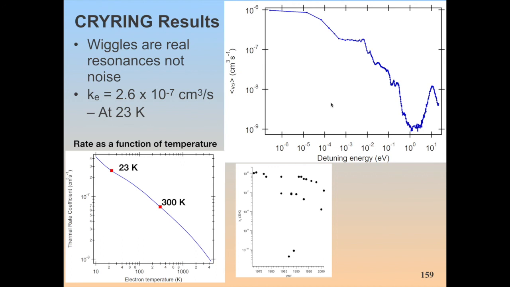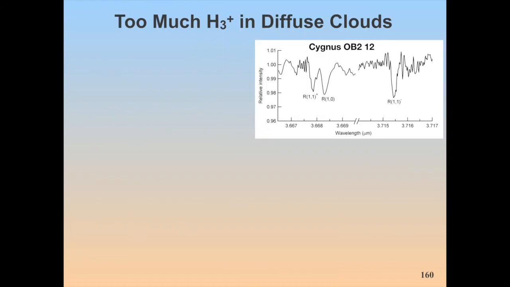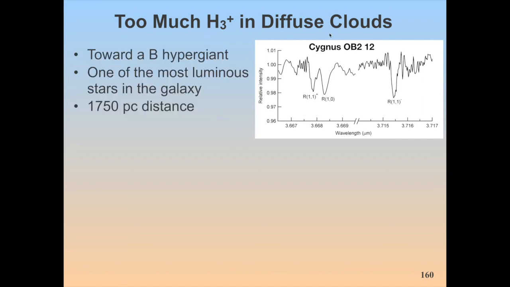Okay. So why do we go through this entire thing here? Well, first of all, when they were actually doing their telescope time, what they realized was they found H3 plus, but there was way, way, way too much in diffuse clouds. So right here we have a spectra of some H3 plus, and this is towards Cygnus OB2 12, which is a B-class hypergiant. It's one of the most luminous stars in the galaxy, about 1750 parsecs away from us.